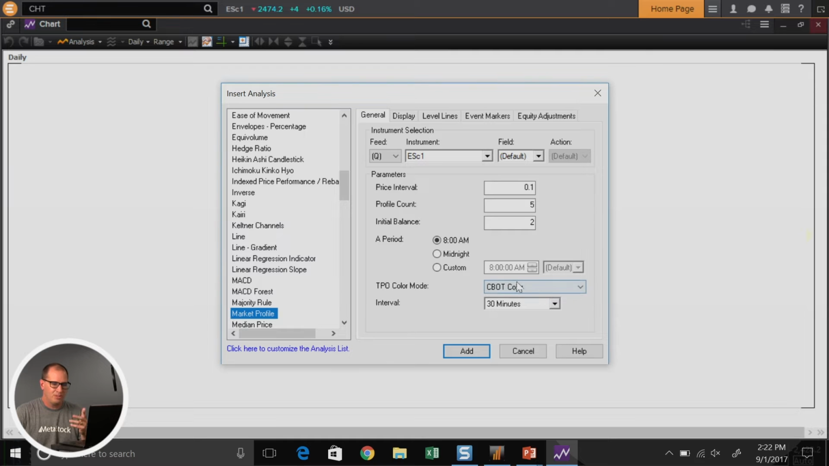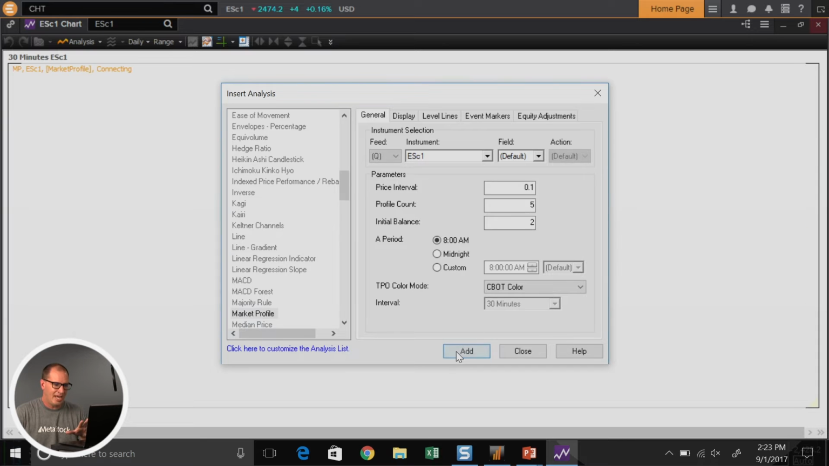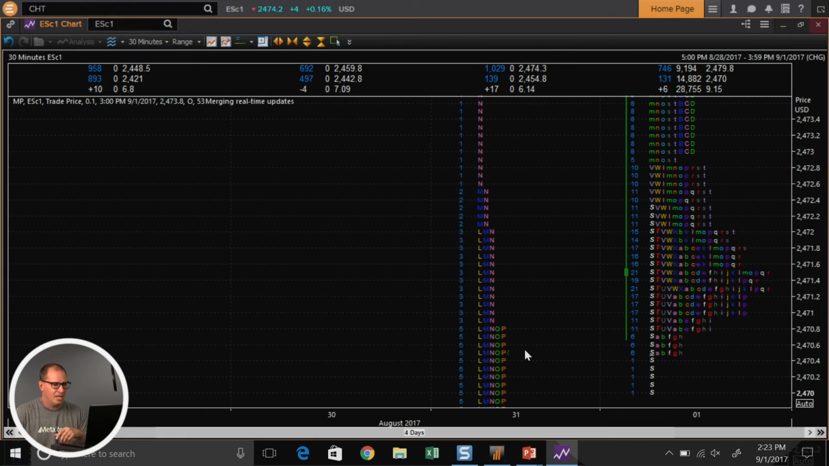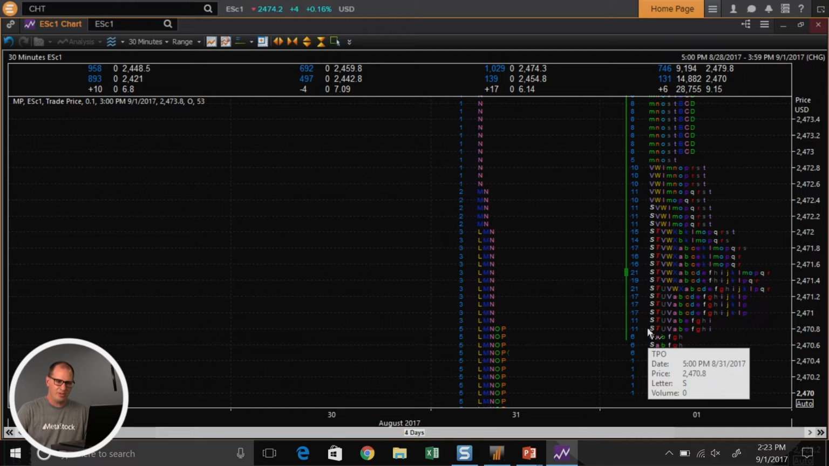The TPO color mode, that's the time price opportunity. That's just a quick setting there. I'd recommend leaving it as the CBOT colors. And then we'll set it as the 30-minute. Once I've selected all that, I just choose Add and then choose Close. And then it'll bring me into my chart. So now you can see this a little more clearly. I can hover over each of these different times, and it will show me what I'm looking at for the specific period. This V here is from 6:30 to 6:59. And if I were to look for a capital A, I could find that and see the start time. So you can hover through these and see all this.